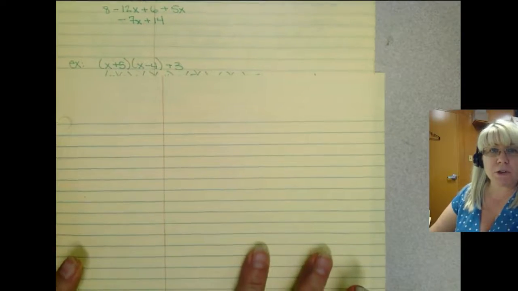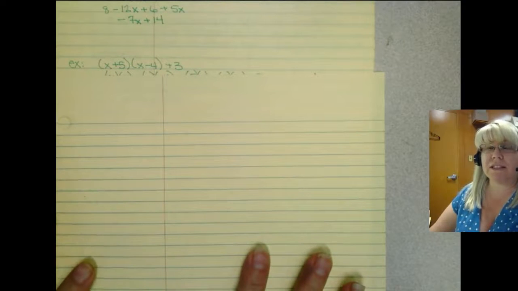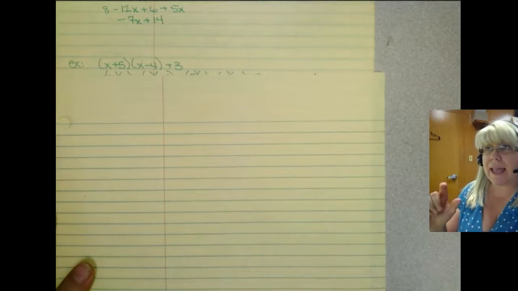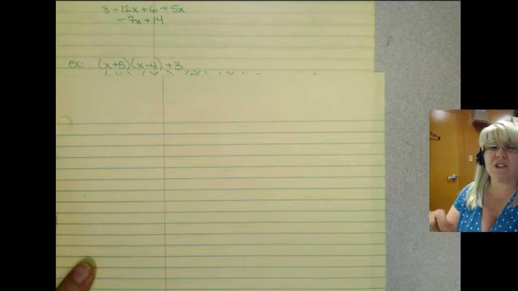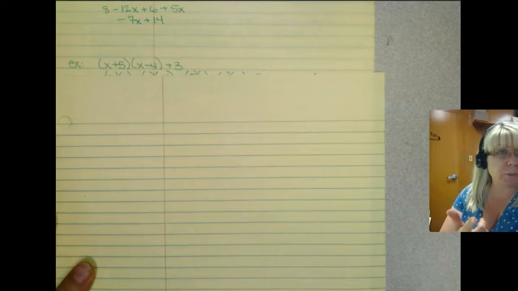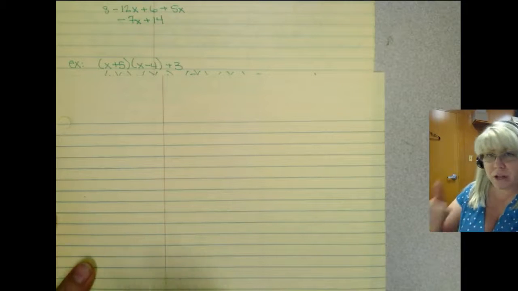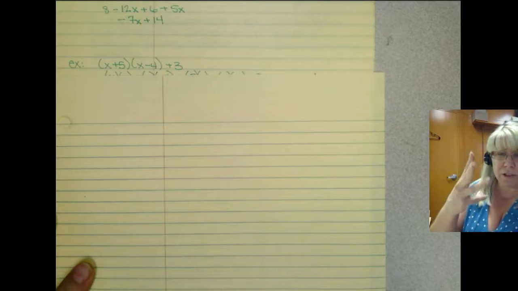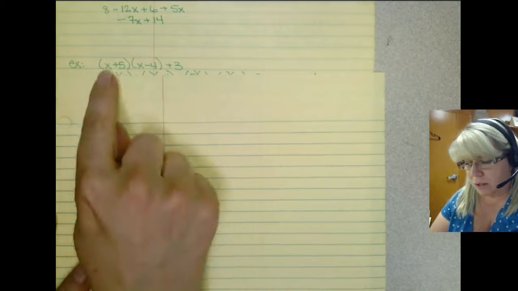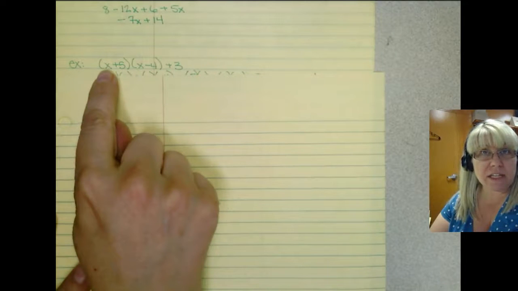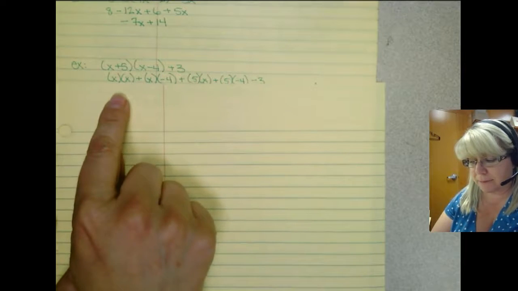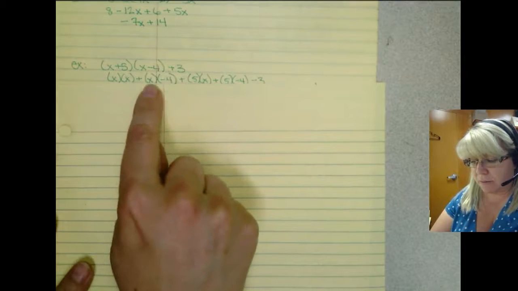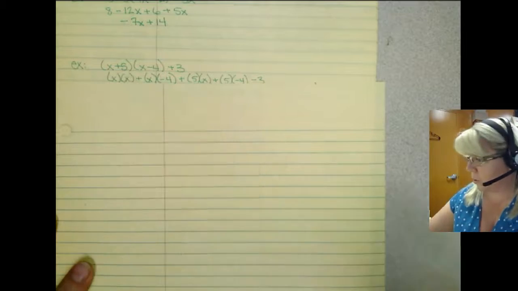Now if you remember your rules about distributing between binomials, that means I'm going to have to either use the FOIL method or I can use a vertical method. I'm going to use the FOIL method. First, outer, inner, last. Right? So I'm going to multiply first the first terms. X times x will be x times x. X times negative 4. Then I'm going to distribute.